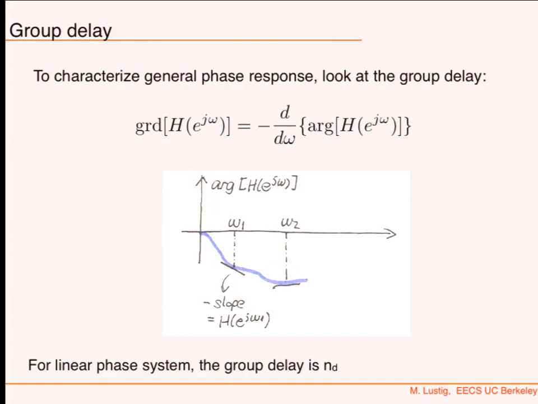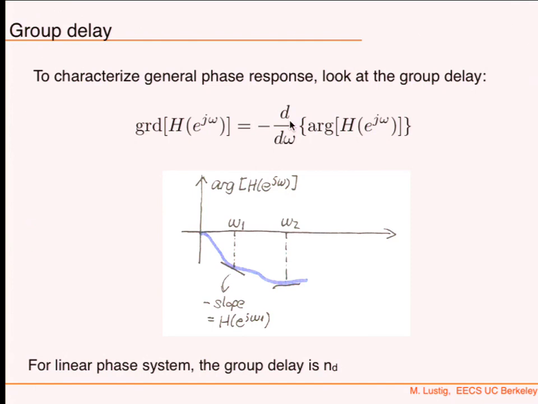What it's going to lead to is what's called a group delay. Group delay is a way to characterize general phase responses. And the group delay is really the negative derivative of the phase response. Now, why is that even interesting?